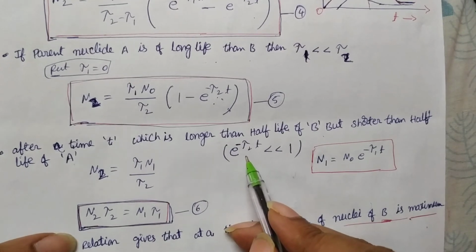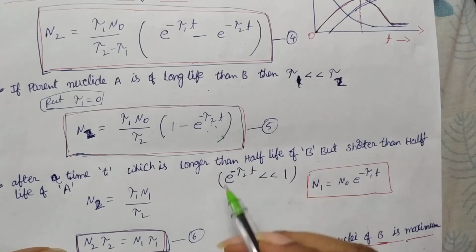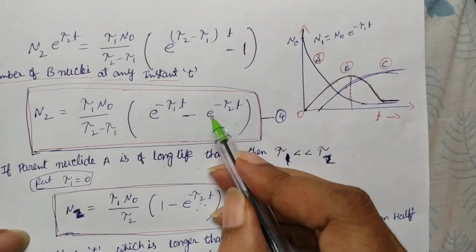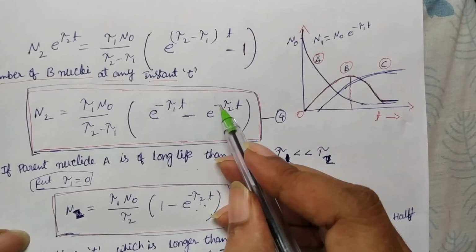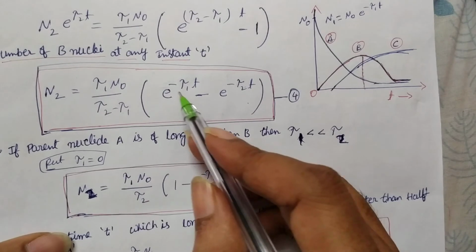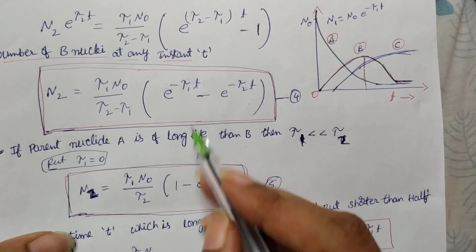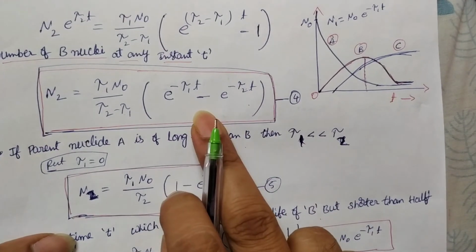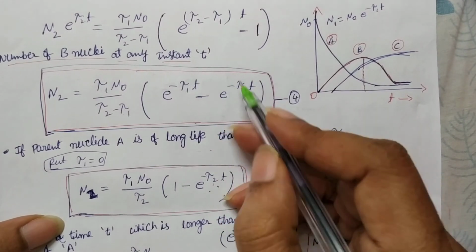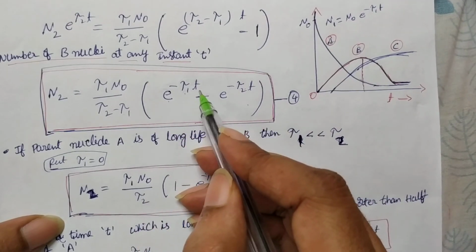lambda 2, because you see lambda 2 here is much greater. Lambda 2 is a high value, so in place of lambda 2 we can take infinite, e power minus infinite, that is 1 by e power infinite, which becomes 0. That's why there is no need to take this. And what about this, n naught e power minus lambda 1 t is equal to n1 only, so we can write it as n1. In this equation, lambda 2 is much greater, so this becomes 0 because 1 by e power infinity, and n naught into e power minus lambda 1 t is n1 only.